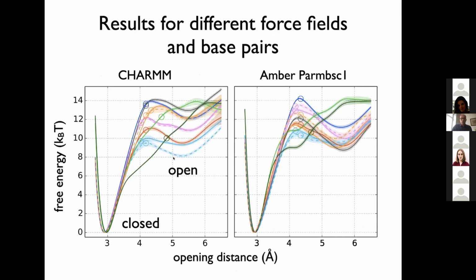Yeah, so here's some results. So here we look at different base pairs in different colors for two different force fields, and you see that you get different curves. You roughly see the errors as the width of these bands. So this works well, and you can get accurate results, and you can see differences between force fields, and you can see differences between different base pair types.